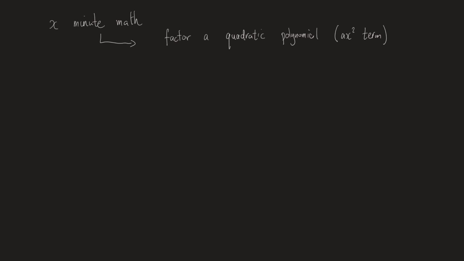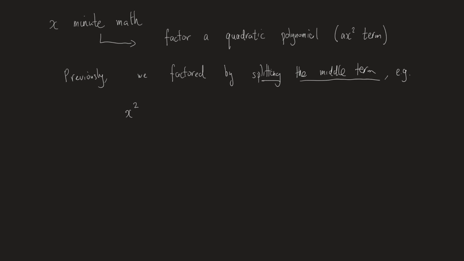In this X-Minute Math video, we're going to look at how to factor a quadratic polynomial where the x squared term has a coefficient other than 1. Now previously, we saw how to factor a polynomial where the x squared coefficient was 1. And we did this using a method called splitting the middle, or splitting the middle term. So if we look at a concrete example, let's say we're trying to factor x squared plus 2x minus 15.